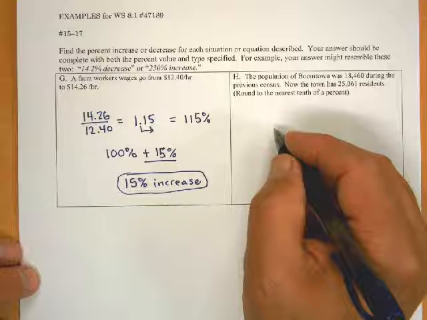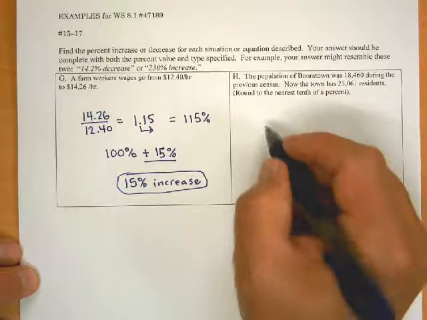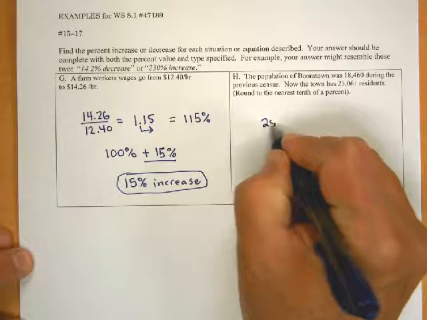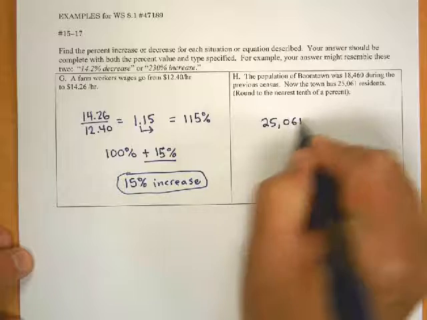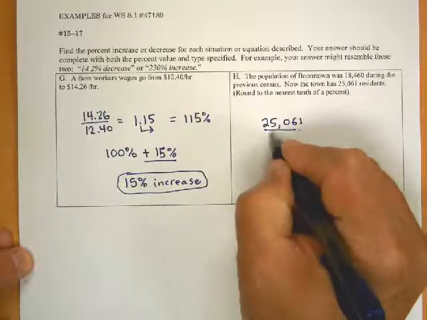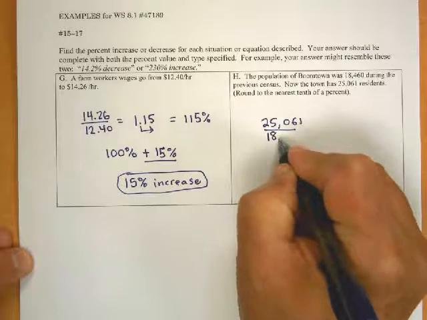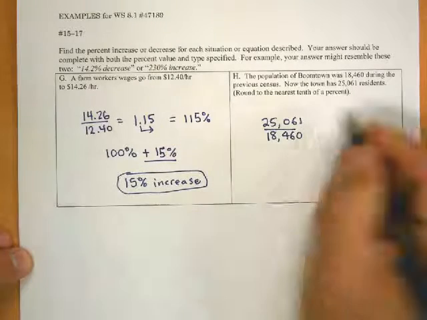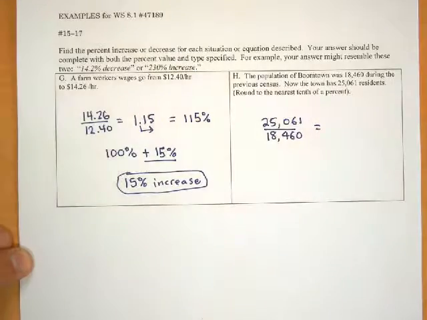So what we're going to do here is take the new amount of residents, which is 25,061, and divide it by the original amount. It's always the original amount, or older amount, on the bottom. And then you convert this into a decimal. So we'll do that on the calculator.